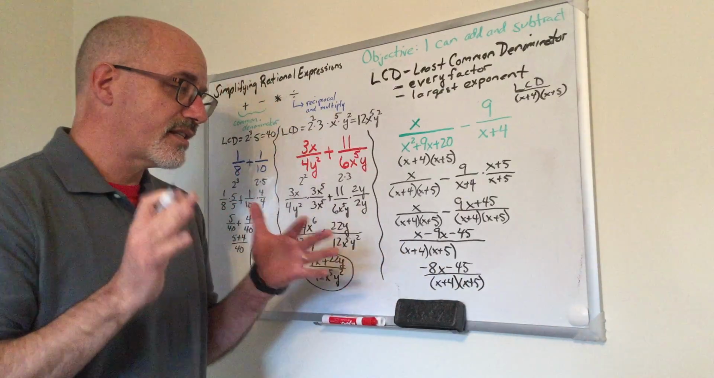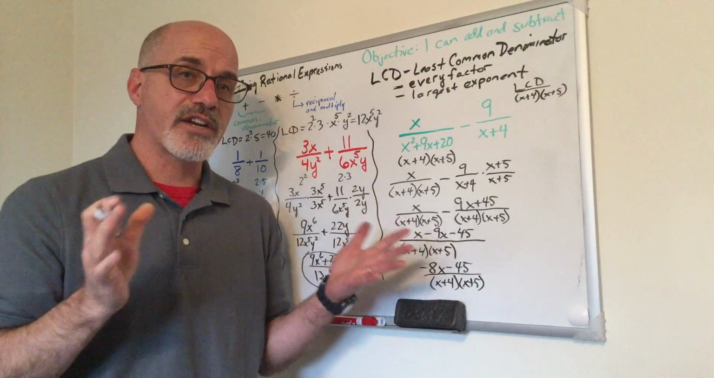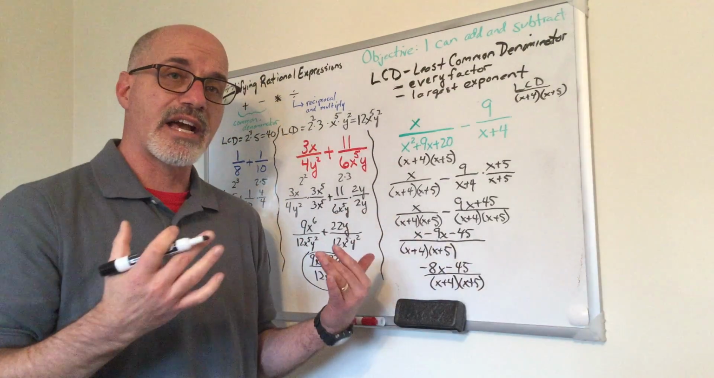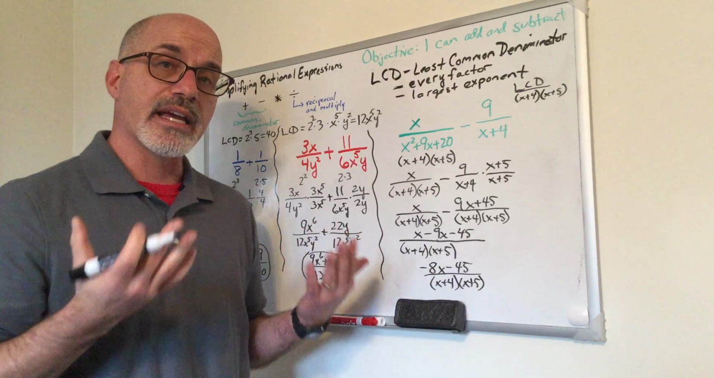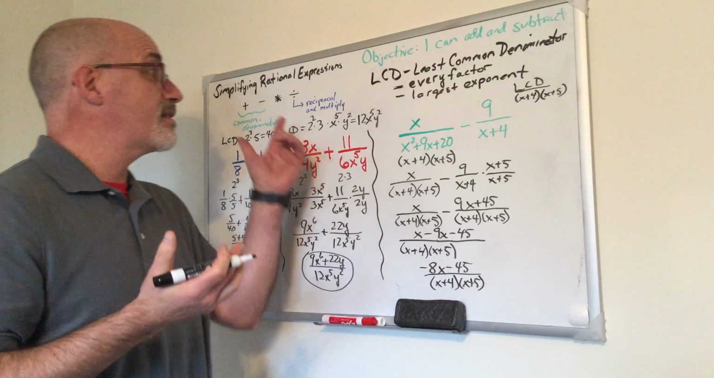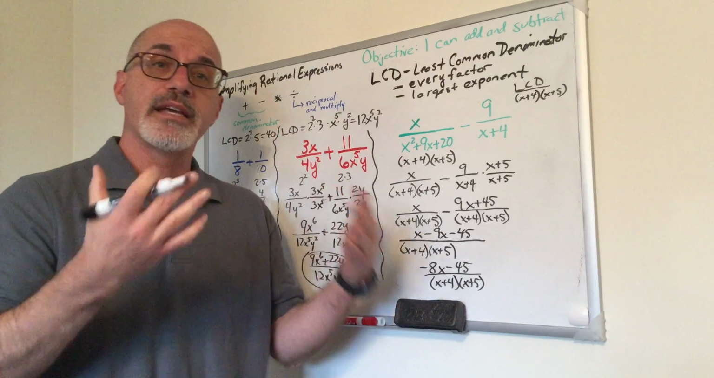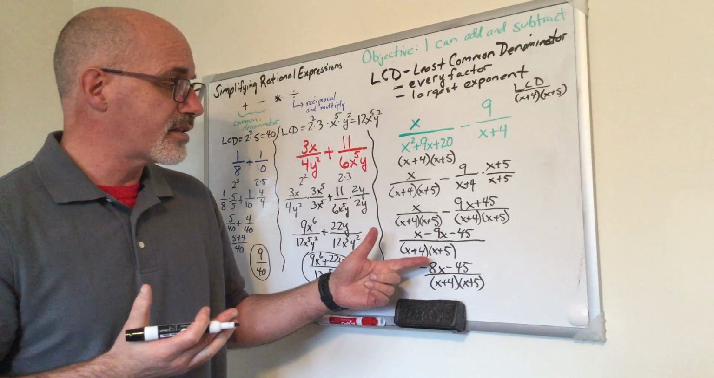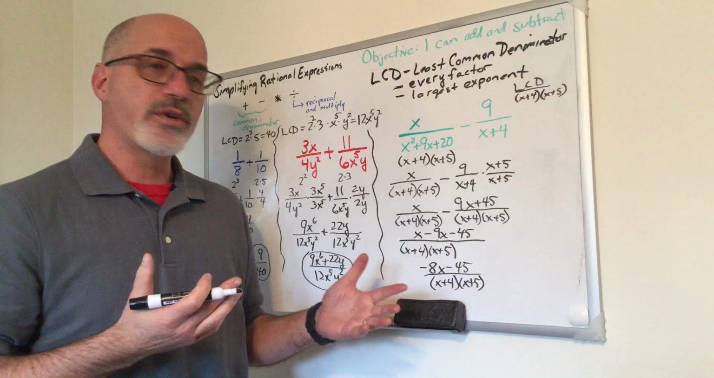We then look to see if this numerator can be factored. Is there a common factor I can take out? And in this case, I can't. If I can, you factor it and then see if you can simplify like we did originally in previous lessons. But in this case, nothing can be reduced.